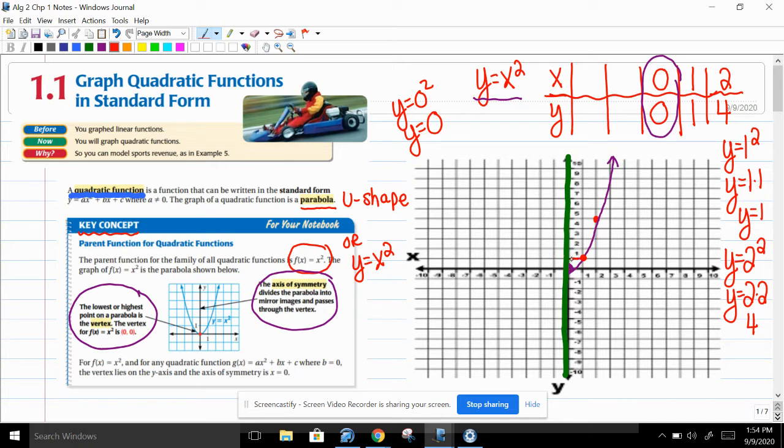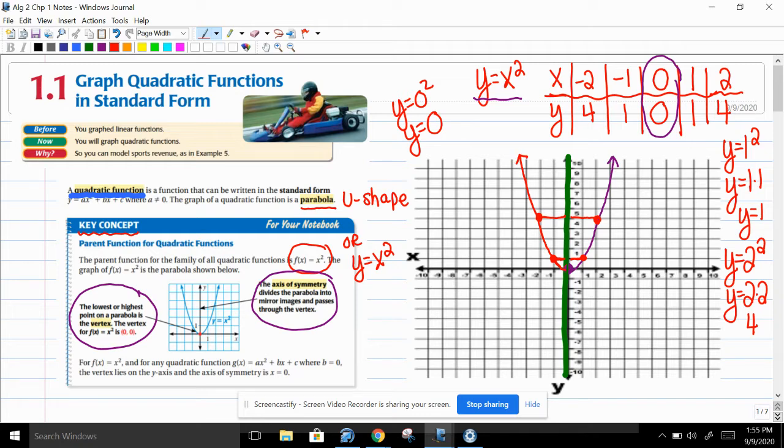So if this point is 1 unit away from the vertex, that means I got another point 1 unit away from the vertex this way. That would be the point -1, 1. This point up here is 2 units away from the vertex, so I'm going to have a mirror image over here, which would be that point right there. That's the point -2, 4. Okay, so the second half of my parabola is going to travel something like that.